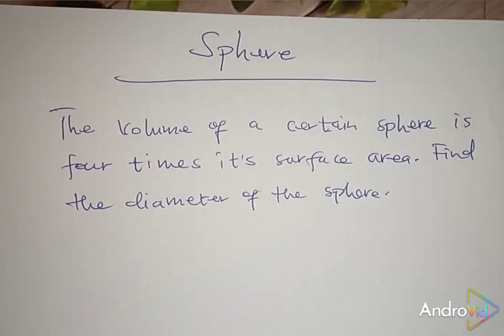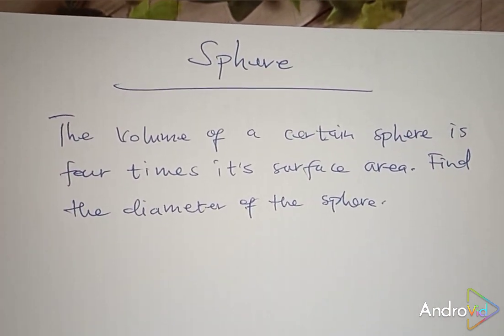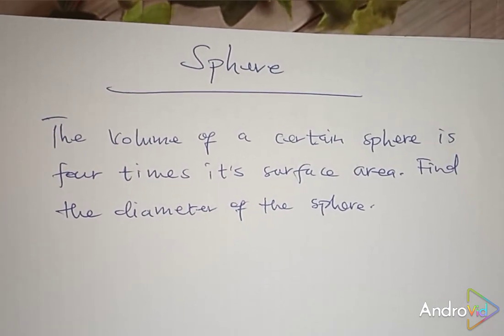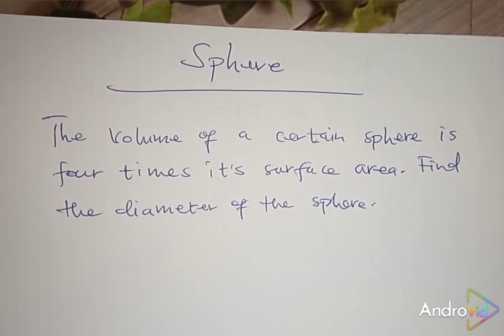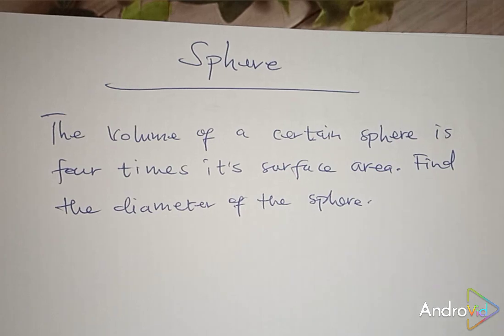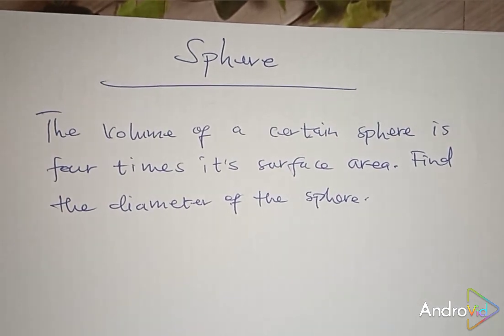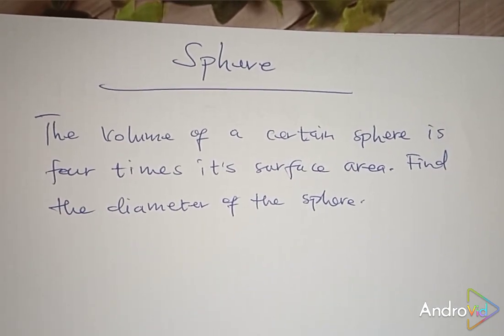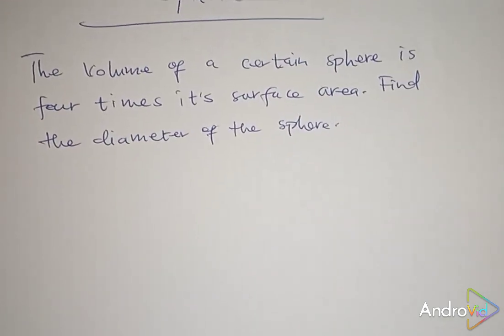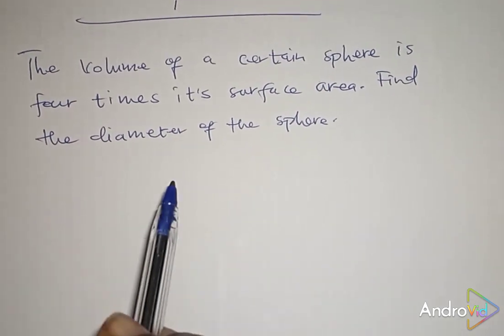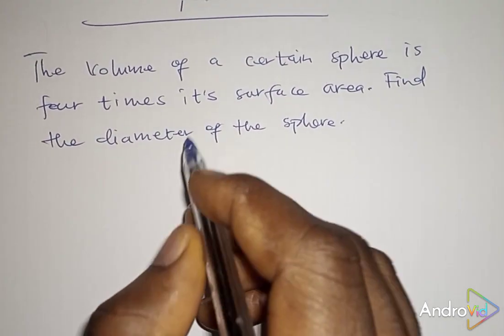Today we are taking a question on sphere. The question is, the volume of a certain sphere is 4 times its surface area. Find the diameter of the sphere. Alright, so let's go through it together.